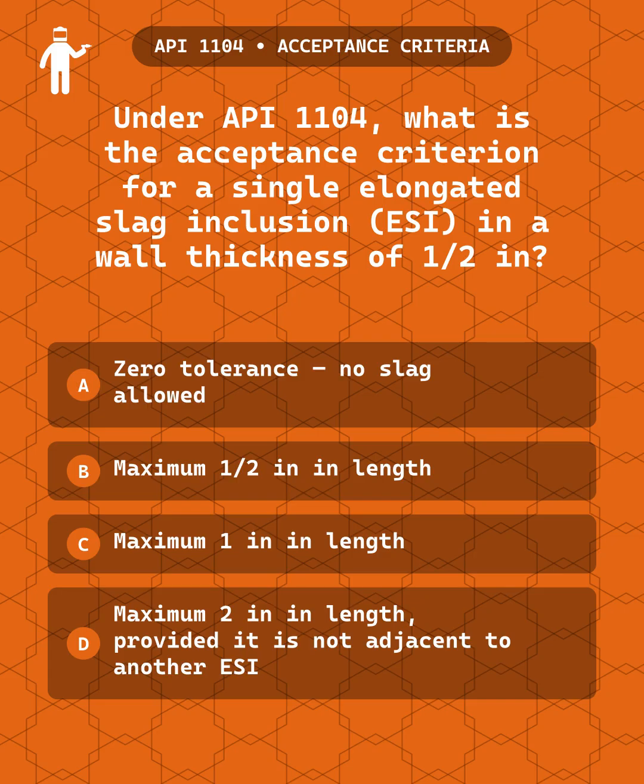Question 2. Under API 1104, what's the acceptance criterion for a single elongated slag inclusion in a wall thickness of 1/2 inch? Is it A, 0 tolerance, no slag allowed, B, maximum 1/2 inch in length, C, maximum 1 inch in length, or D, maximum 2 inches in length, provided it's not adjacent to another elongated slag inclusion?